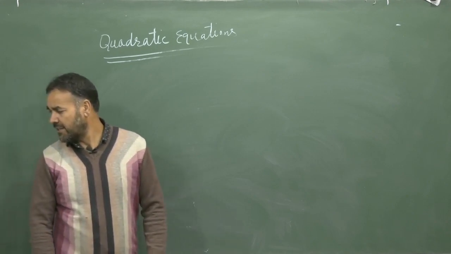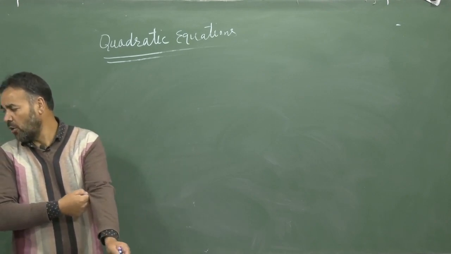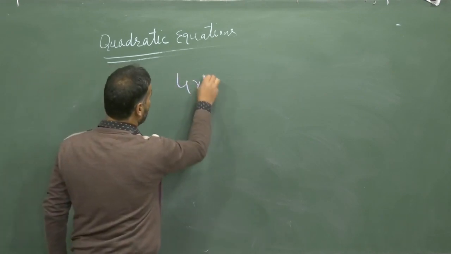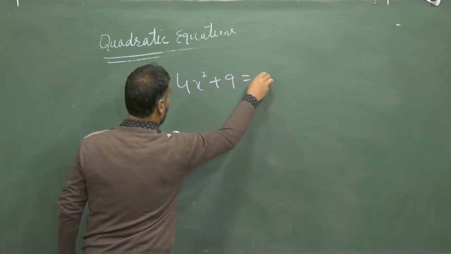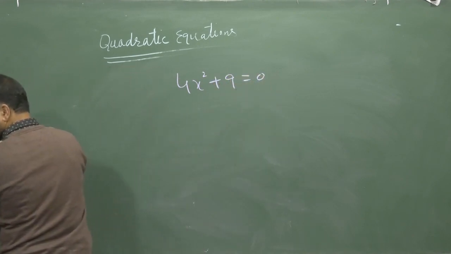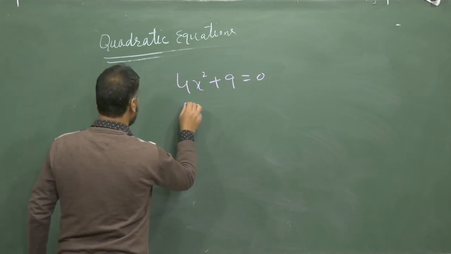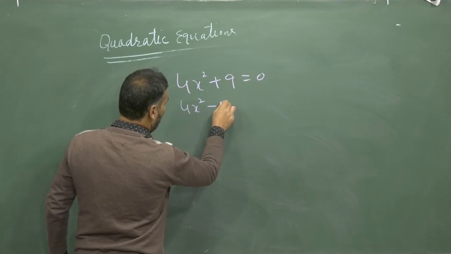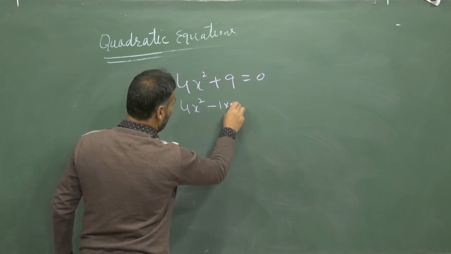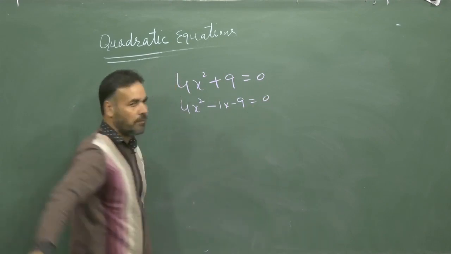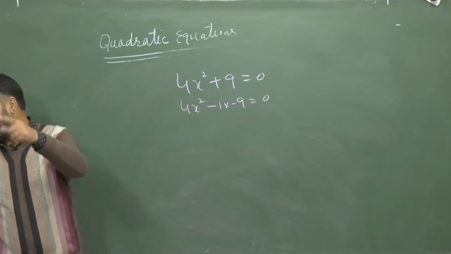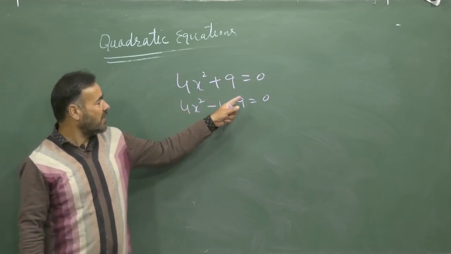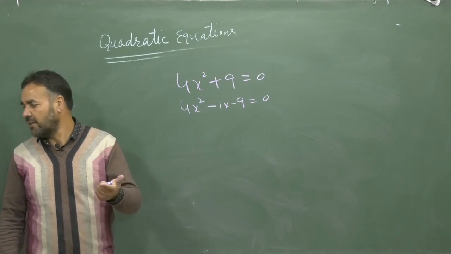Now let us take an example: 4x square plus 9 equal to 0. We have to solve this equation by factorization method. That is 4x square plus 9 is equal to 0. How can you solve this? Can we say it is 4x square minus into minus 1 into minus 9 equal to 0. When it is 4x square plus 9 is equal to 0, we can say it is 4x square minus 1 into minus 9 is equal to 0, result will be same.